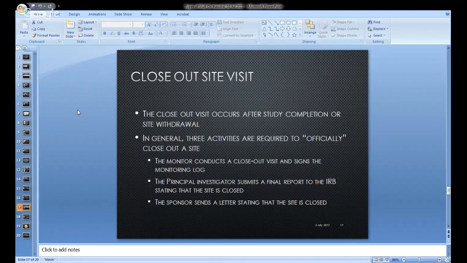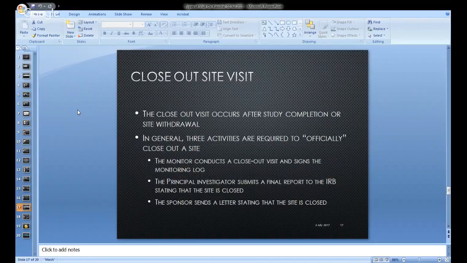Now, what do I mean by these? Let's go through the slides and talk over it. The closeout visit occurs after the study completion or site withdrawal. So, first and foremost, a very important statement for us to understand: any site that is initiated has to be closed, irrespective of whether the site has enrolled a subject or not. If it is initiated, it has to be closed.